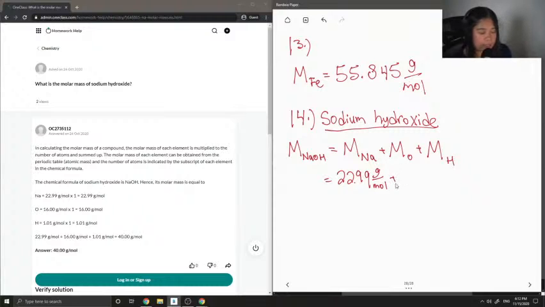So the molar mass of sodium is 22.99. Molar mass of oxygen is 15.99. And the molar mass of hydrogen is 1.01. Add all these values up, and you get a final molar mass of 40.0.